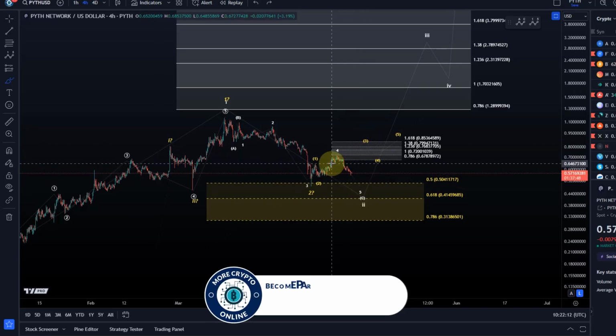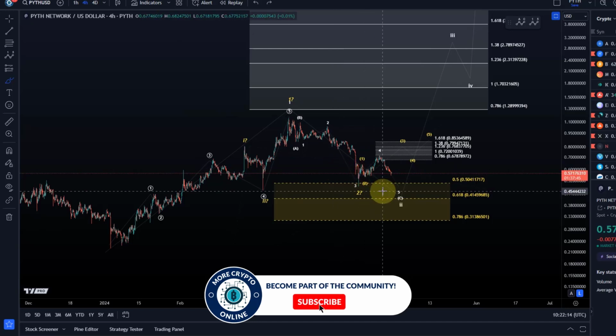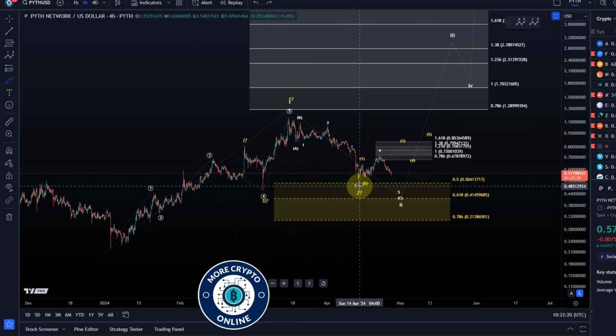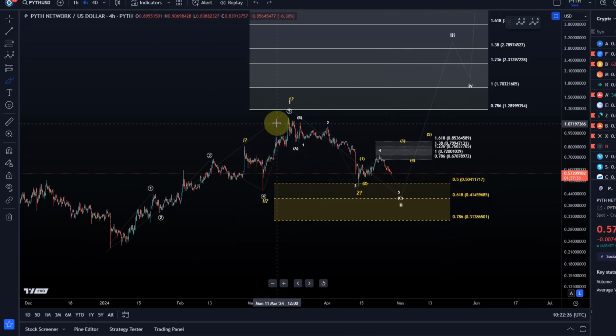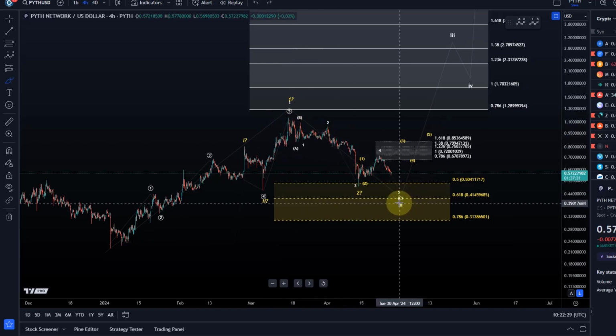So the yellow count is really less reliable. We already saw that weeks ago when I highlighted to you that this pullback is actually too deep for a 1-2, 1-2 setup. Now that takes us to the larger 1-2 setup with support between 50 cents and 31.4 cents. Here we could be in the larger wave 2 correction in which we've just completed a 4th wave corrective rally. We're now in the 5th wave down.